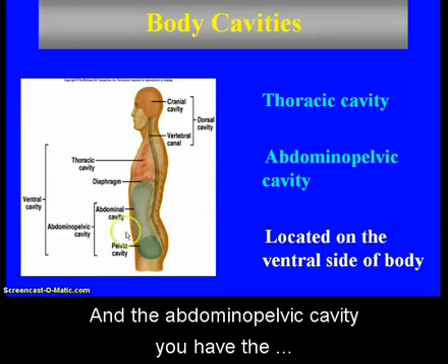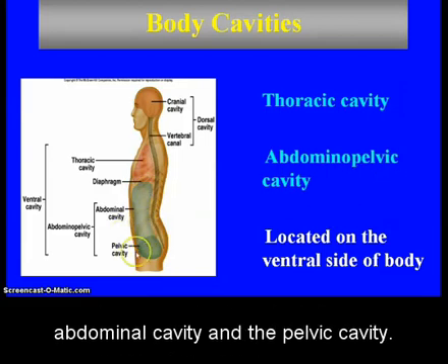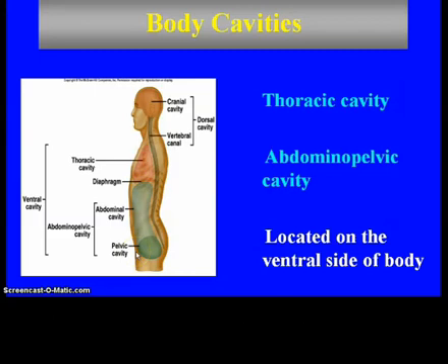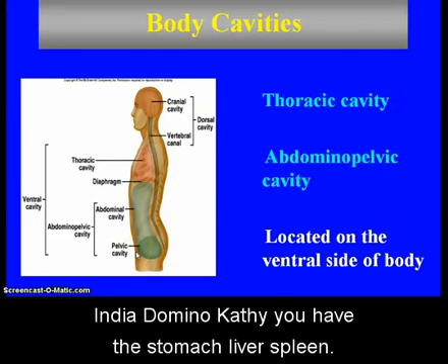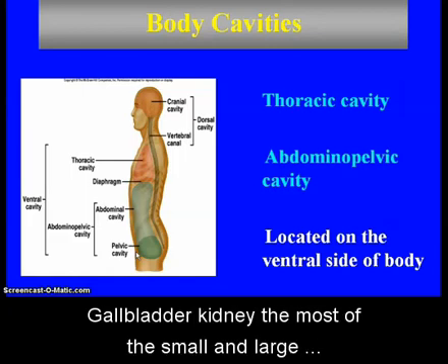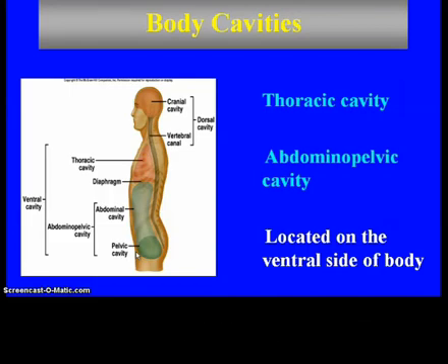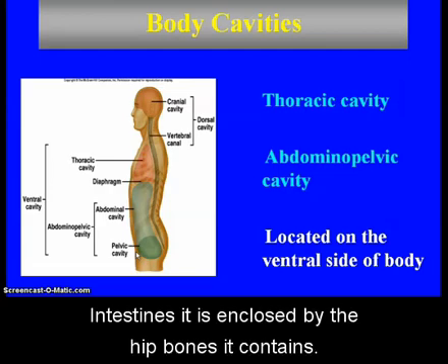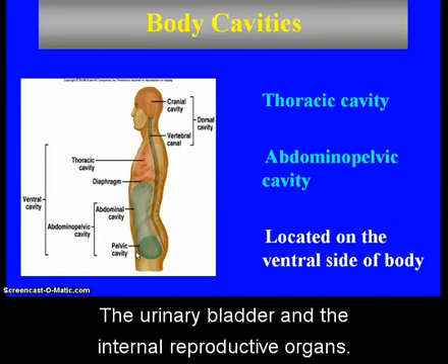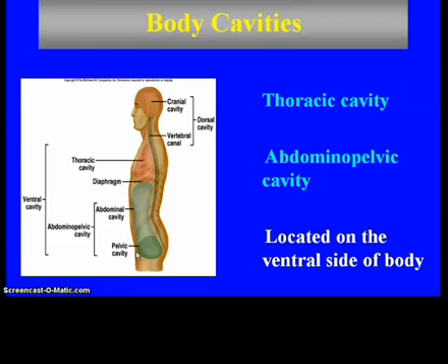In the abdominal pelvic cavity, you have the abdominal cavity and the pelvic cavity. In the abdominal cavity, you have the stomach, liver, and spleen, gallbladder, kidneys, and most of the small and large intestines. In the pelvic cavity, you have a portion of the intestines. It is enclosed by the hip bones. It contains the urinary bladder and the internal reproductive organs.